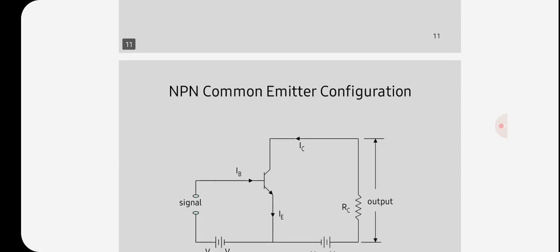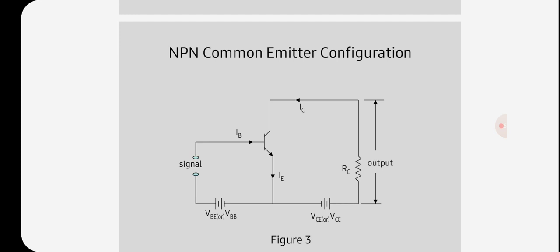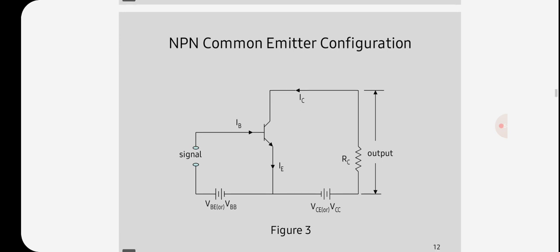Next we go for NPN common emitter configuration. In this diagram we can observe the emitter will be grounded. So here the voltages are base emitter and the voltage of common emitter.